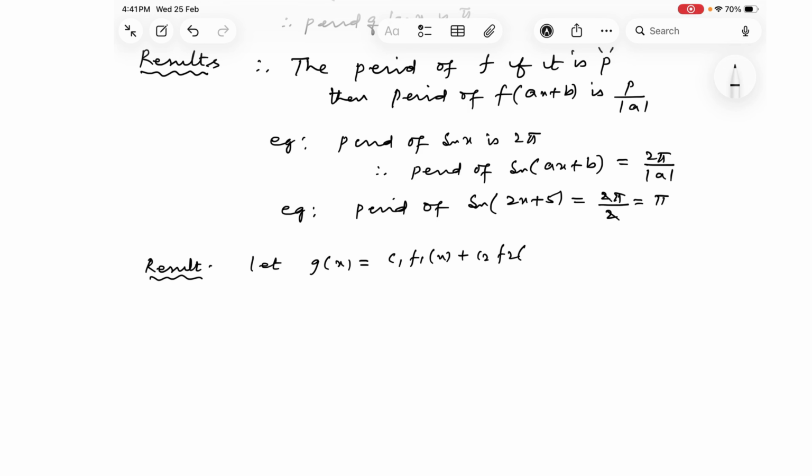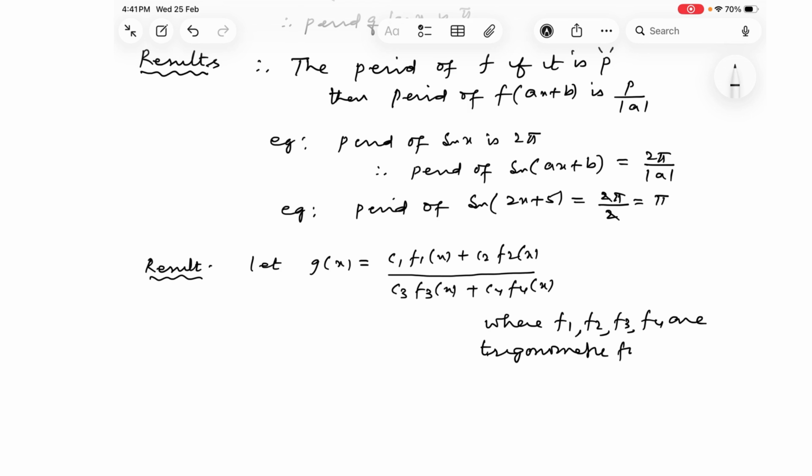The second result here is: let g(x) be equal to c1 f1(x) plus c2 f2(x) divided by c3 f3(x) plus c4 f4(x), where f1, f2, f3, f4 are trigonometric functions, and c1, c2, c3, c4 are constants.